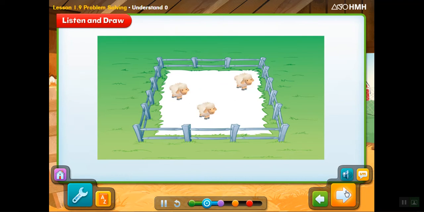These sheep want to take a long walk in the field. Will you help them get out of the pen? Select a sheep to let it out of the pen.